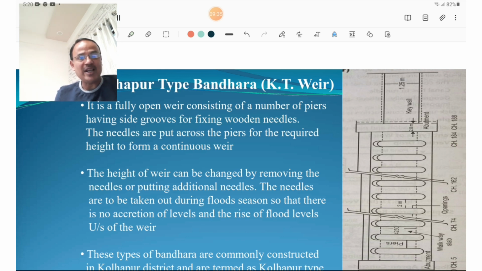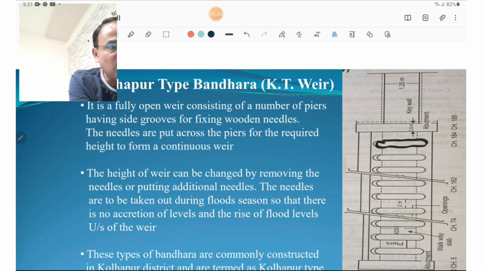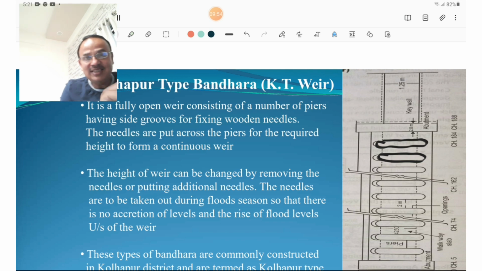The needles are put across the piers to the required height to form a continuous weir. Means these are the piers, just as we construct for bridges. These piers are constructed, and an arrangement is made for the needles also. Needles means these are the steel gates.